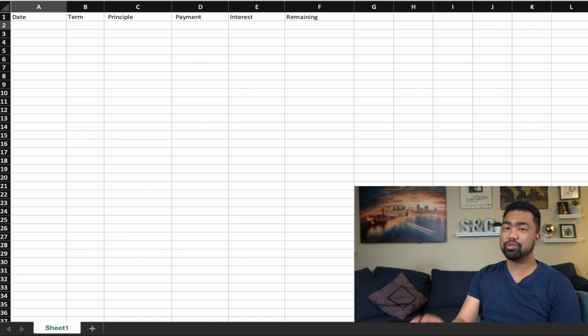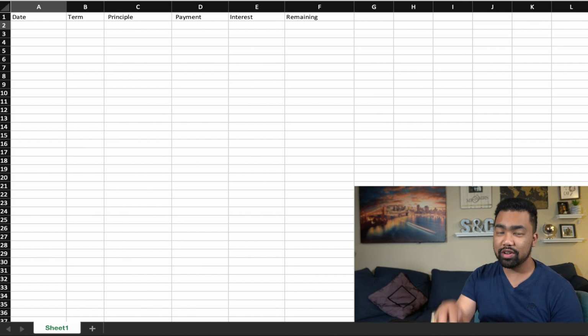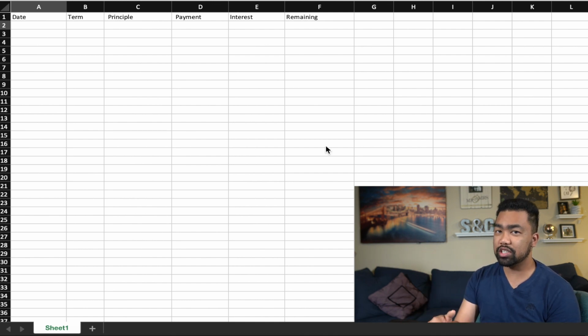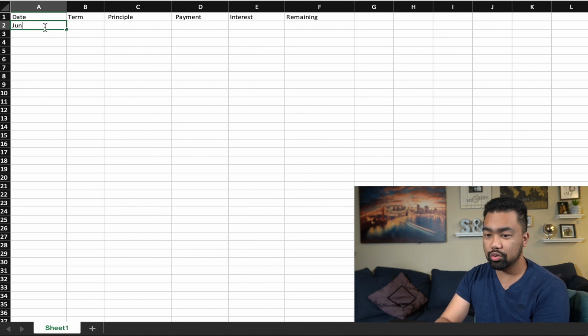So again, amortization schedule is really good at telling you every time you make a monthly payment, how much is going towards principal and how much is going towards interest. It's also really good at telling you how much interest you're paying over the duration of the loan as well. So here is my amortization schedule that I made on Excel. Here in column A, I have the date. So it's May from the time of this recording. So let's say I get a car tomorrow. The first payment's gonna be in June of 2020.